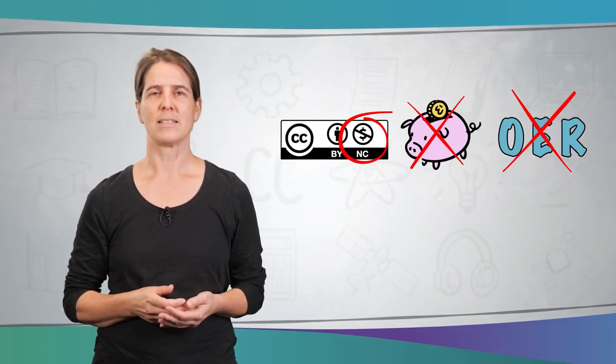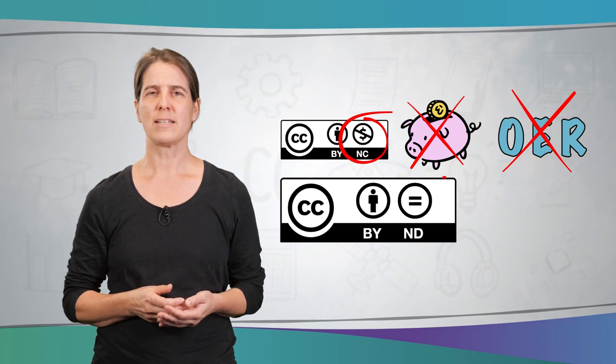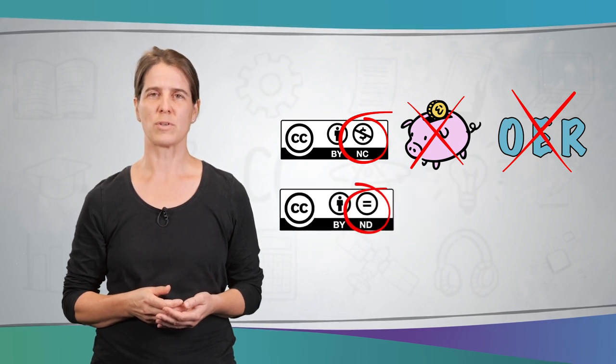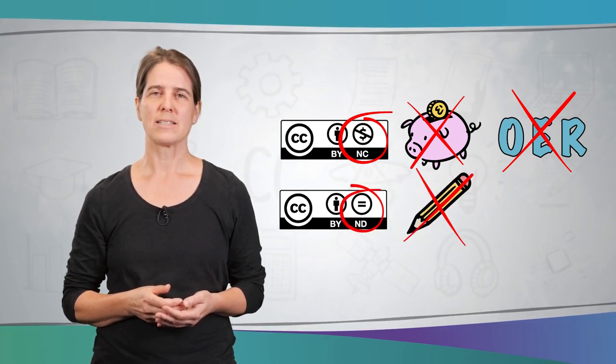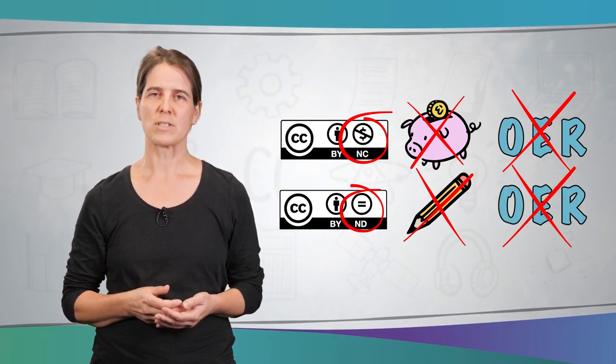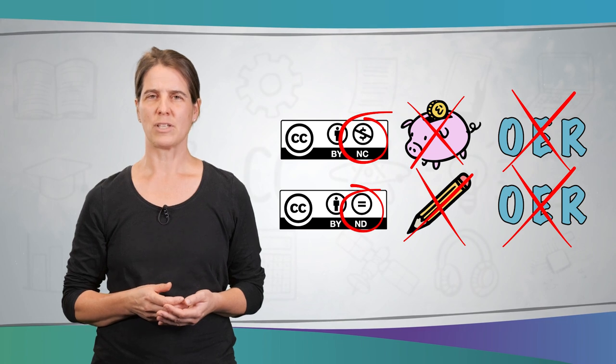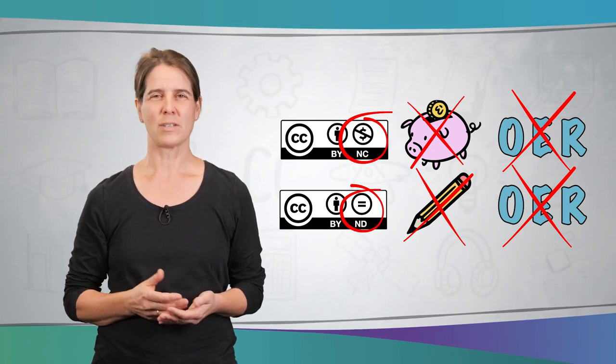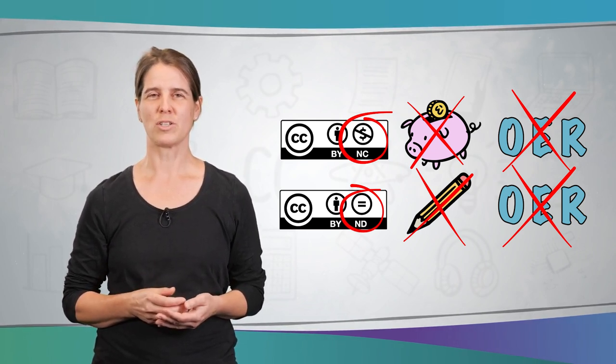Licenses with the attribute ND are also not counted as open licenses, as no changes are permitted with this option. So, CC licenses with the options NC and ND do not count as open licenses. Materials that have been licensed with this are therefore not referred to as open educational resources in the strict sense.